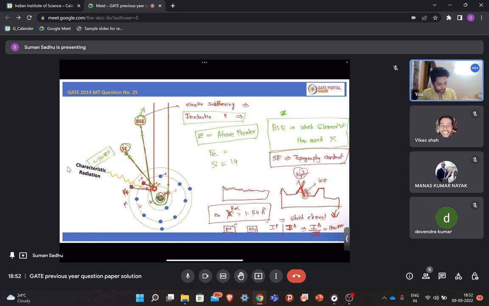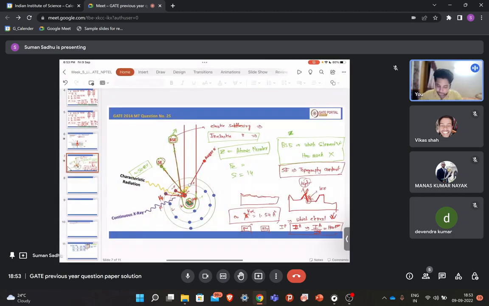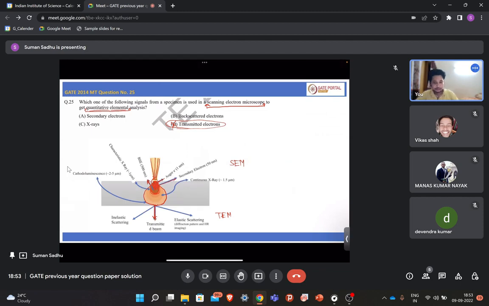So from the X-ray you can get quantitative elemental analysis, like how much of an element is present, which you can only get from the X-ray. Now you understood, right? Means how these signals are generated and why we are using X-ray for quantitative elemental analysis, and why secondary electron or BSc electron cannot give it.